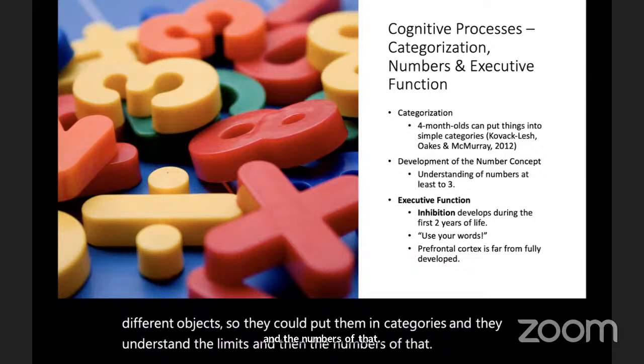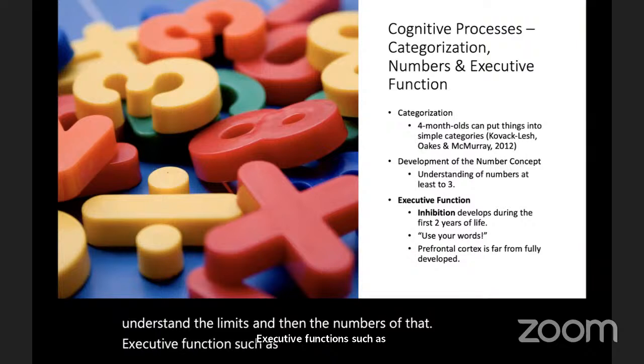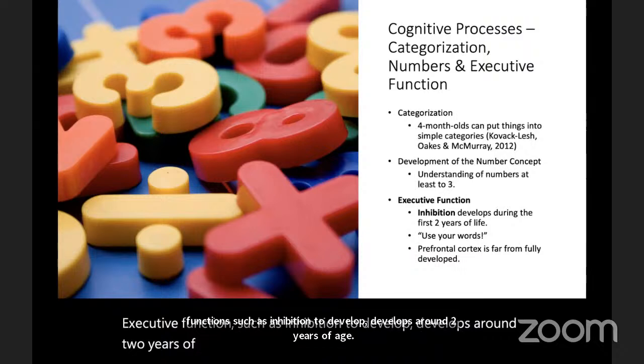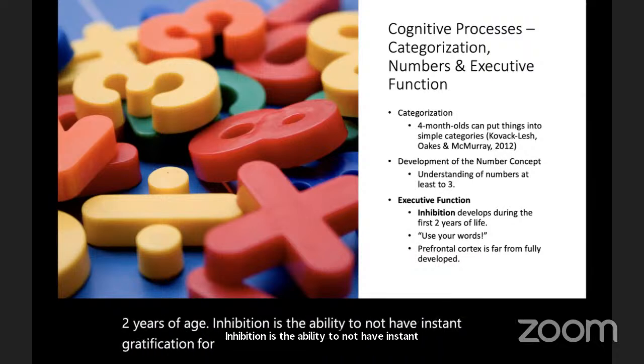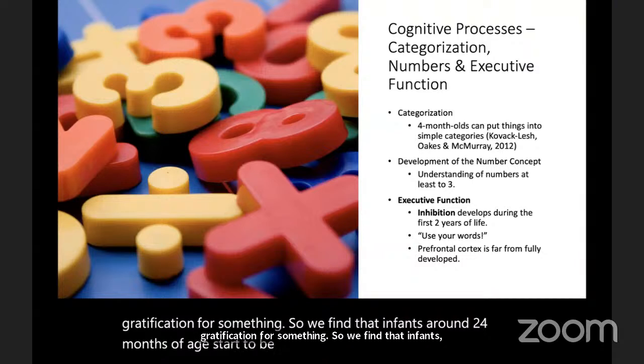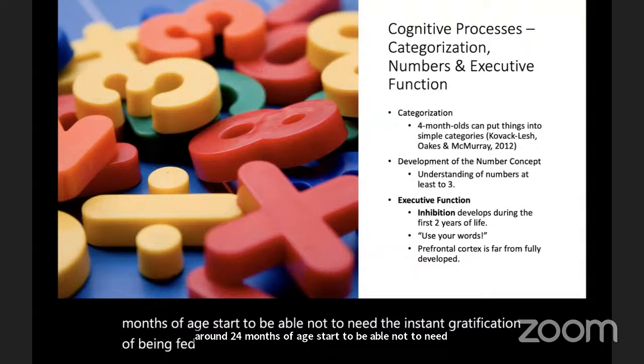Executive functions such as inhibition develop around 2 years of age. Inhibition is the ability to not have instant gratification for something. So we find that infants around 24 months of age start to be able to not need the instant gratification of being fed or being changed or warmth. But that starts around 2 years of age.